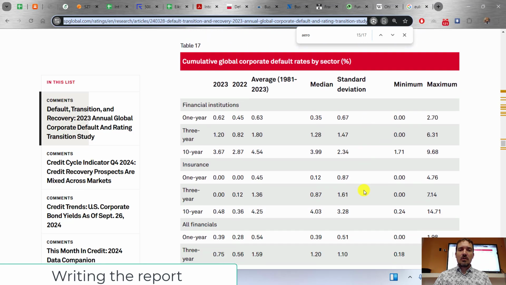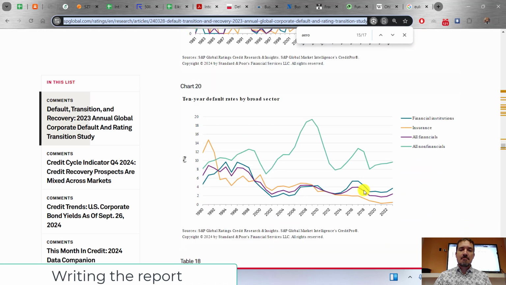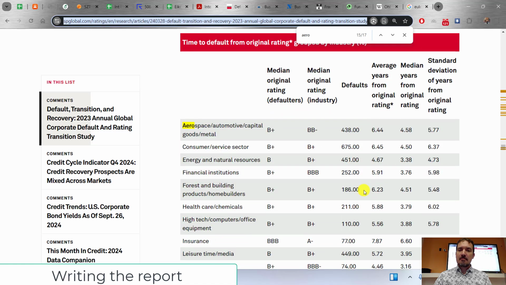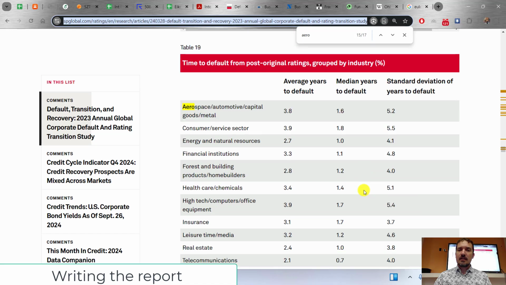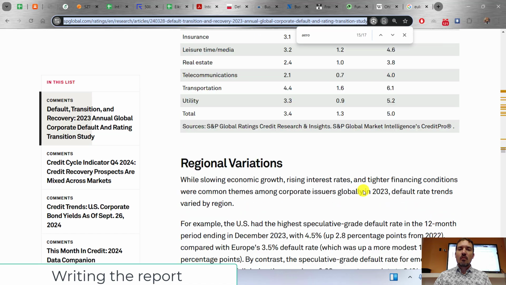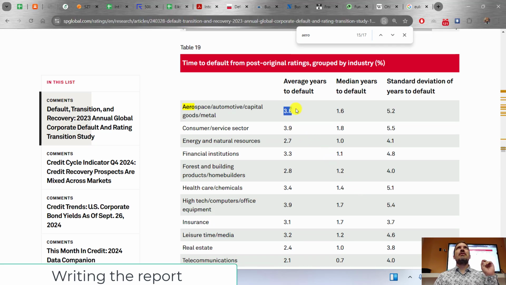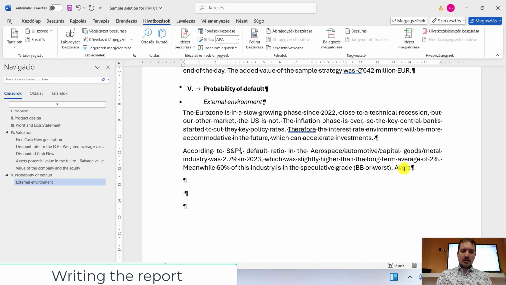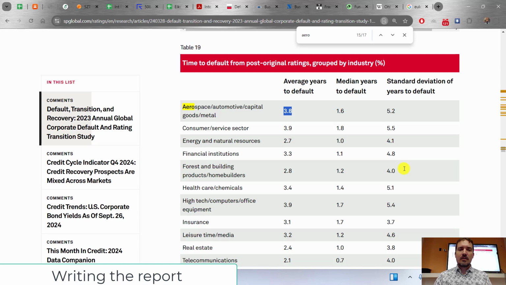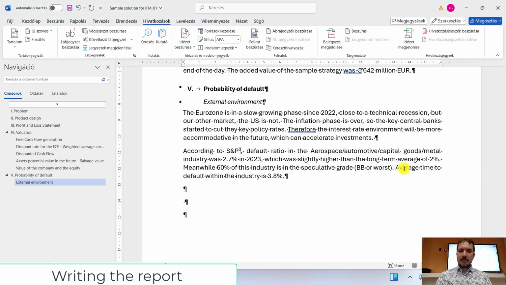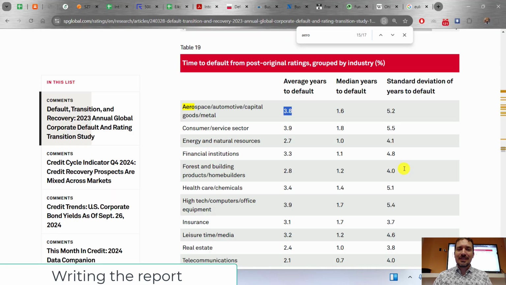Do we have any other additional knowledge here? Nothing. We will need this: average years to default. We need this when we are calculating the interest rate risk at the lease. So in this case, we don't have to dig up again. Average time to default is, no, not the percent, sorry. Years.